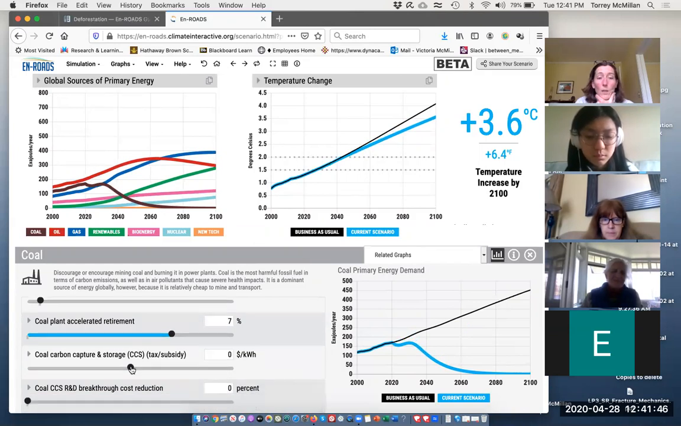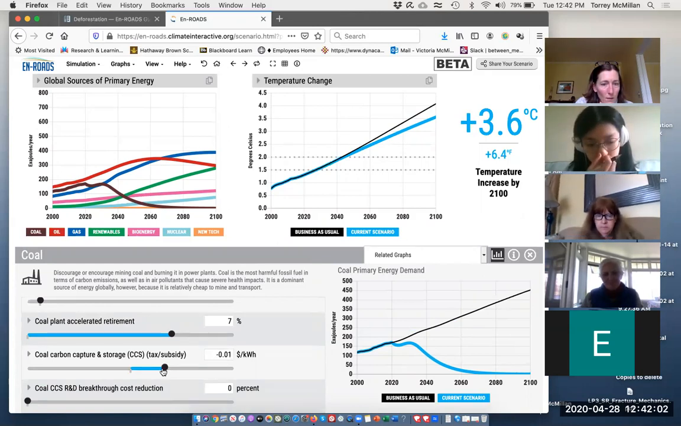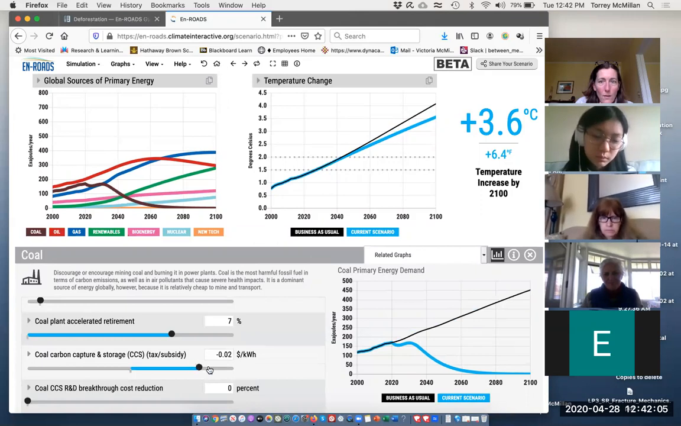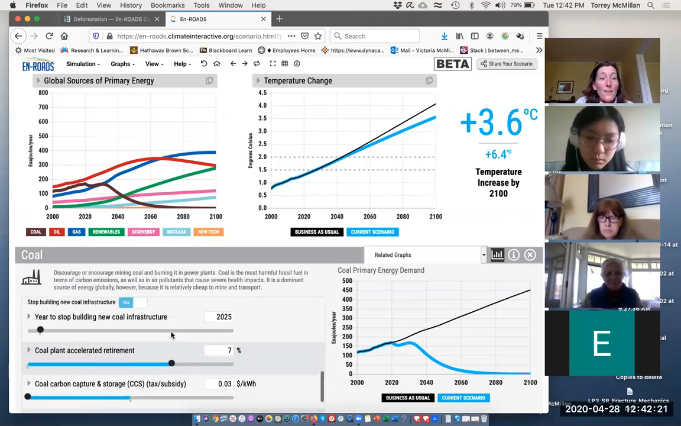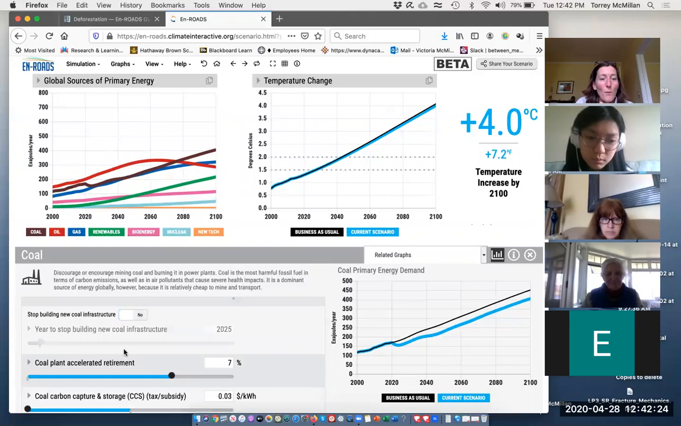Or we could put in, do you guys know what carbon capture and storage is? Have you heard of that? Yeah, so should we make them start to capture carbon? Yes. So let's see. Didn't seem like it did much, did it? I'm trying to figure out which way is a tax and which way is a subsidy. If we've stopped building new infrastructure and accelerated their retirement, then that's true, probably not going to have that much effect.